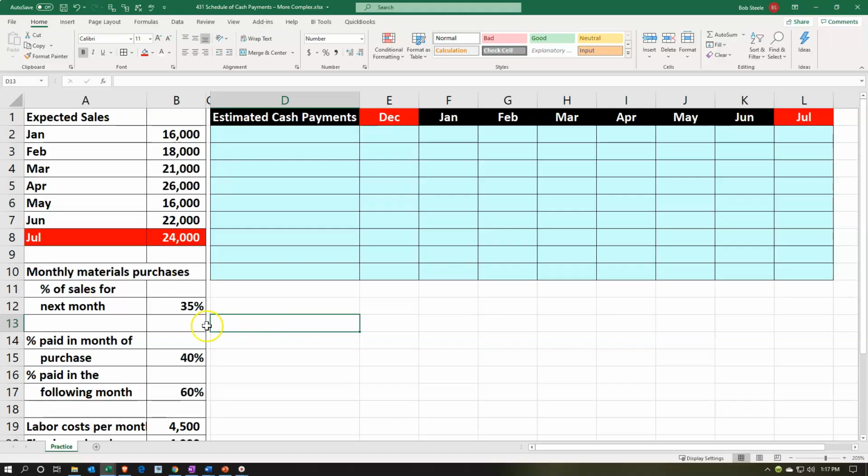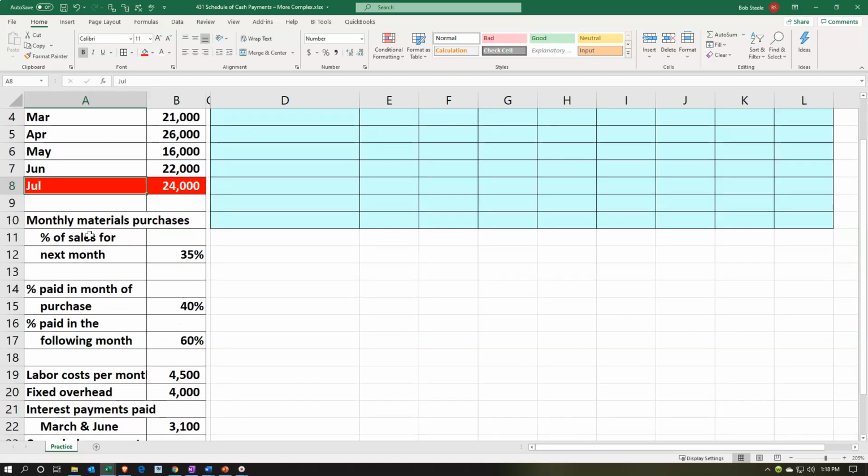Here we are in Excel. We have our information on the left-hand side. We're going to put that information into the blue area into our worksheet on the right-hand side. We have the expected sales items for January through June. That's going to be where our focus will be for estimated cash payments, although we're going to need the information for July in order to do so, which we'll see why shortly.